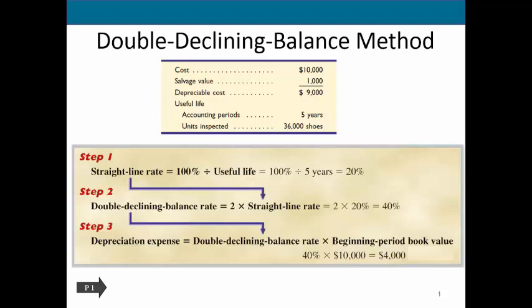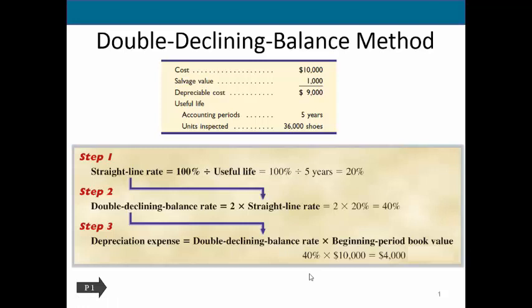Now what's going to be important is that when we begin the next year, the beginning period book value for year 2 is not 10,000. It's going to be 6,000, because that's 10,000 minus the accumulated depreciation. So when we're calculating for the next year, it's not 40% multiplied by 10,000 again. It's going to be this double declining rate multiplied by 6,000.